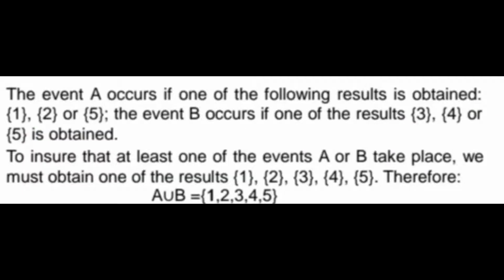Example: for the experiment of rolling one die, let's consider the following events. The event A occurs if one of the following results is obtained: 1, 2, or 5. The event B occurs if one of the results 3, 4, or 5 is obtained. To ensure at least one of the events A or B takes place, we must obtain one of the results 1, 2, 3, 4, 5. Therefore, A union B is equal to the set {1, 2, 3, 4, 5}.